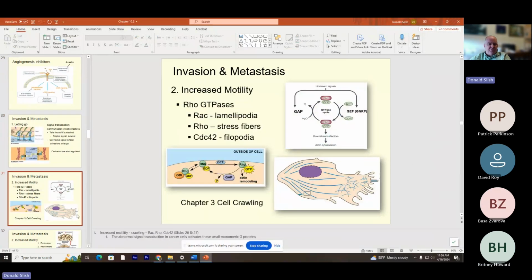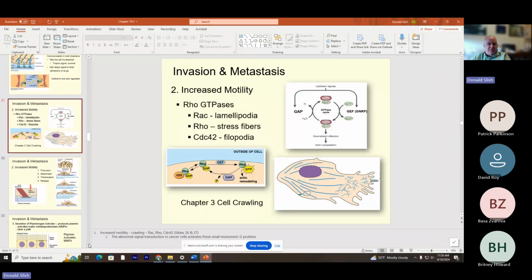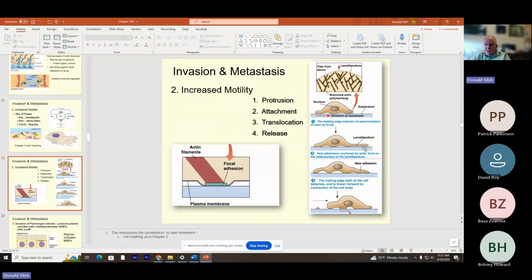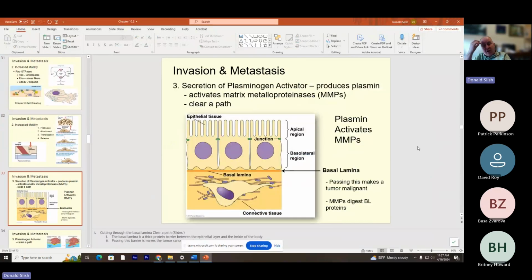And crawling happens because of all the mechanisms we talked about in chapter 3 with cell movement. Rac, Rho, and Cdc42 are going to remodel the cytoskeleton, put it into a crawling mode, and so we've activated these G proteins, and then the cell starts to crawl, which involves reaching out, letting go back here, reaching out, grabbing up here, pulling the cell forward, and letting go behind. Increased motility.